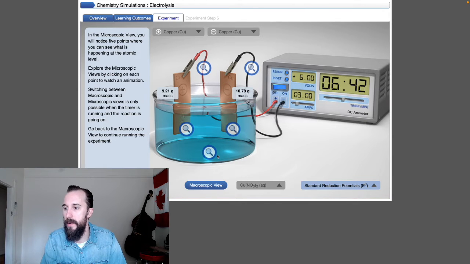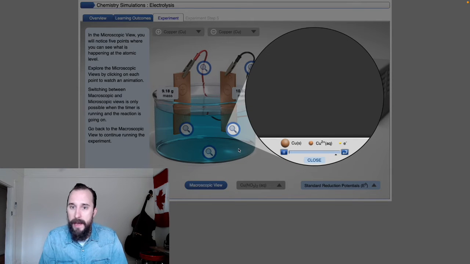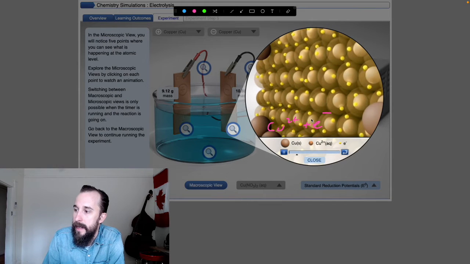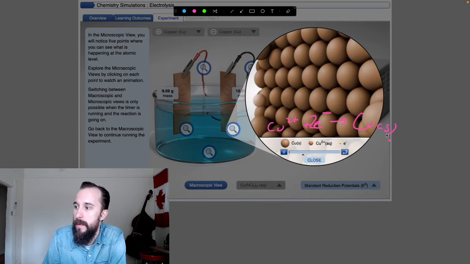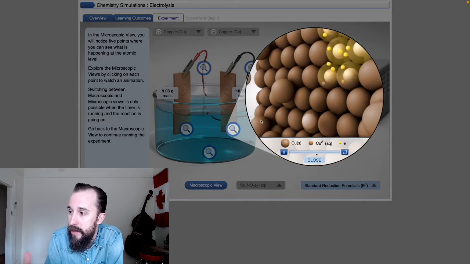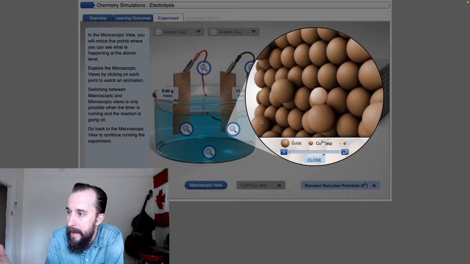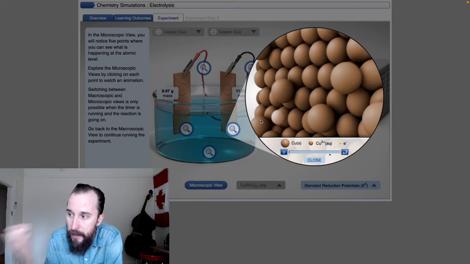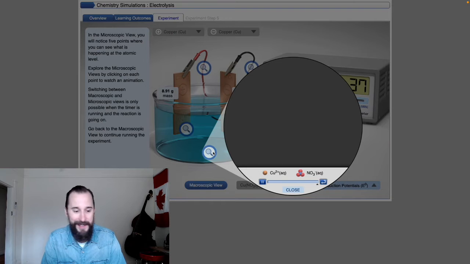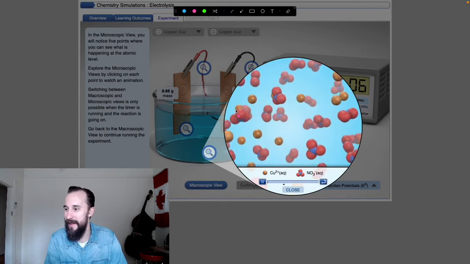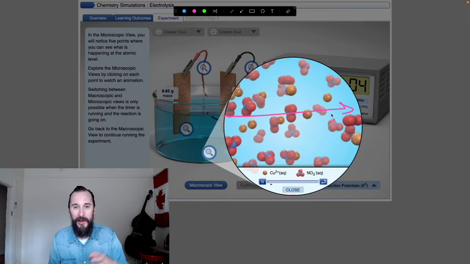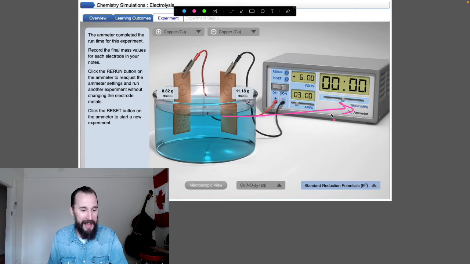So let's have a look at what's going on here. Over here, we have the reduction equation. We have the copper ions gaining the electrons, or gaining the 2 electrons to form the solid copper. And we can see that we're gaining mass on this electrode as this reduction is occurring. There you go, you can see it's getting bigger in size. So this is a result of, we can see the little copper ions moving through the solution here, going from the positive anode towards the negative cathode.